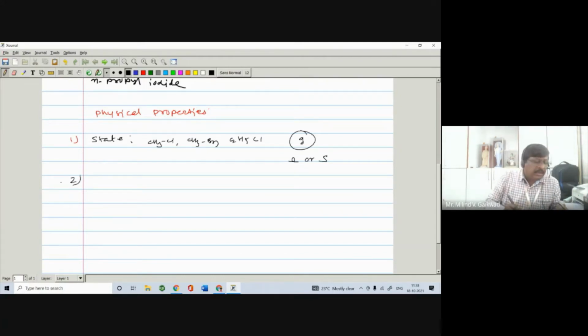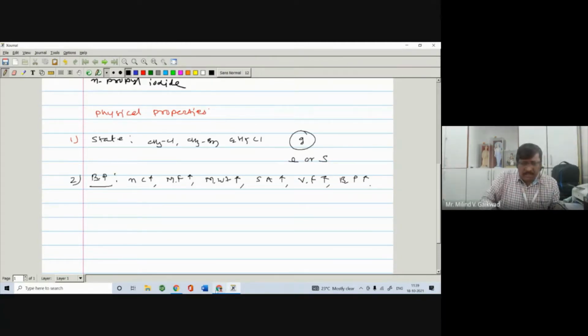Then the next property is the boiling point. You have learned in lower classes that as the number of carbons increases, as we move from methyl to ethyl to n-propyl, then n-butyl, the molecular formula increases, then molecular weight also increases, then surface area also increases, then van der Waals force of attraction also increases, then the boiling point also increases, right?